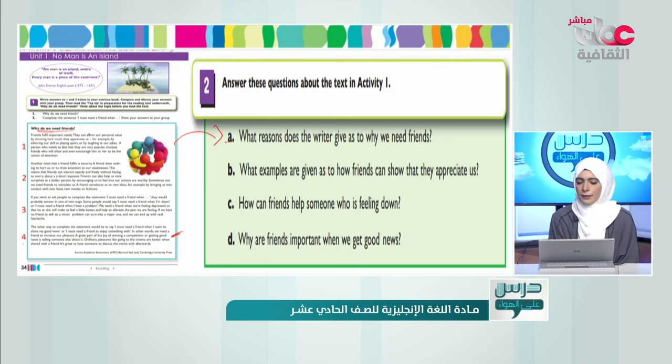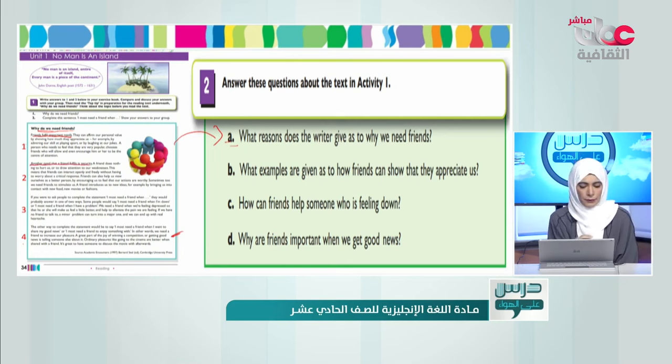What reasons does the writer give as to why we need friends? Here we got some different reasons. Friends fulfill important needs. So this is a topic sentence which comes at the beginning of paragraph number 1. Should be here. Okay, we need to have another reason. Another need that a friend fulfills is security. So this is a topic sentence in paragraph number 2. This is the second reason.